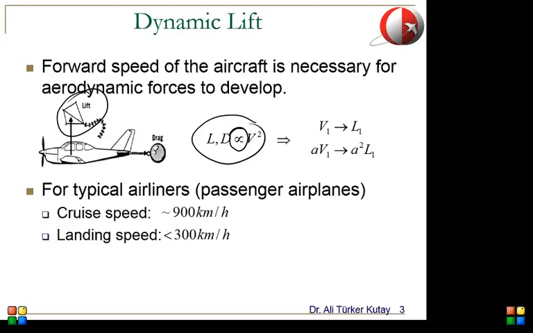For example, for typical passenger airplanes, these are some numbers. For cruising, passenger airplanes typically fly at 900 kilometers per hour, but while landing, they slow down to 300 kilometers per hour. And since the forces are proportional with the square, that means the lift force you get while landing is 9 times lower than the lift force during cruising.